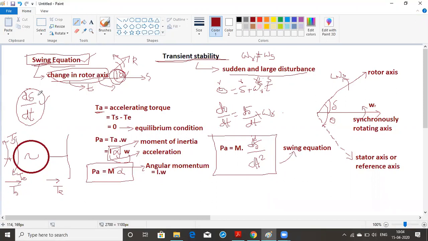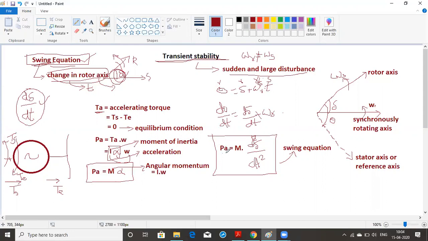I have already told which it should be with respect to d delta by dt. You are going to observe d square delta by dt square perfectly by using this equation. By using this one, you could find out whether the system is achieving stability or not. You need to do this calculation.